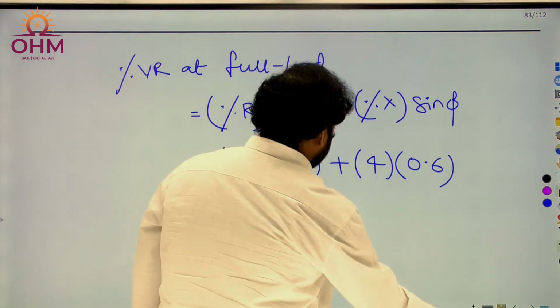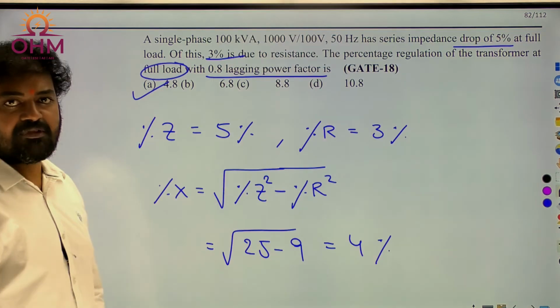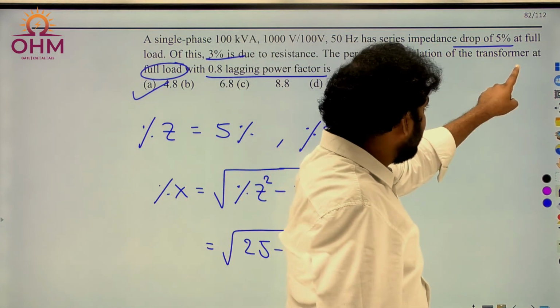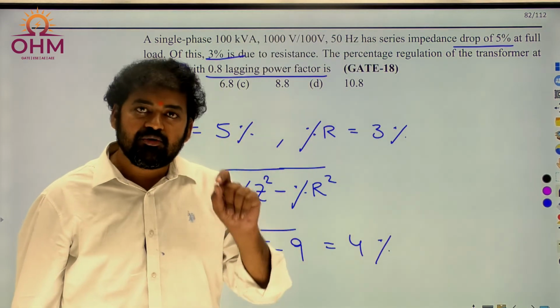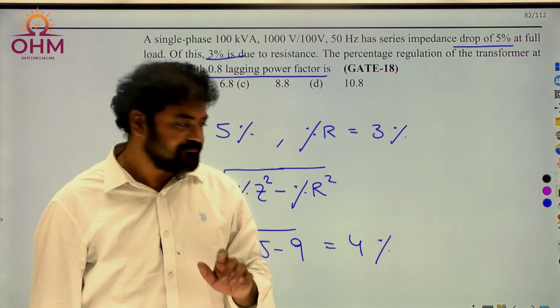So the answer is 4.8%, which is option A. Easy question. Remember guys, percentage impedance drop or percentage impedance, both are same only. Per unit impedance drop or per unit impedance, both are same only. Understand?